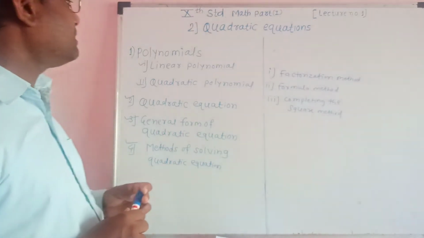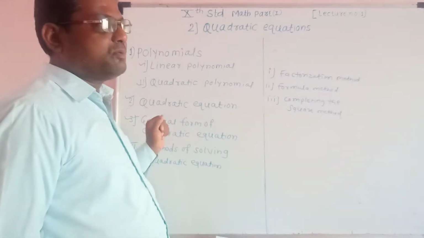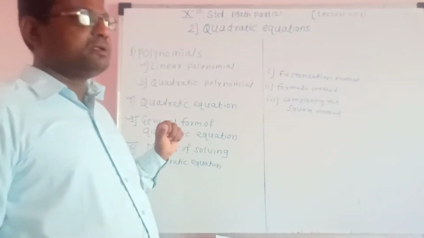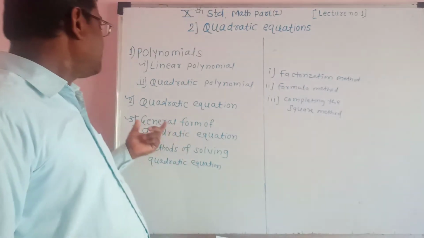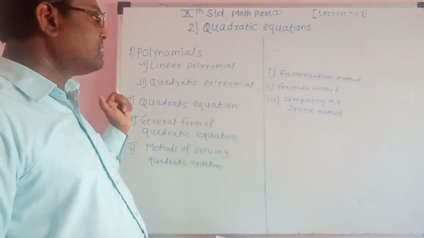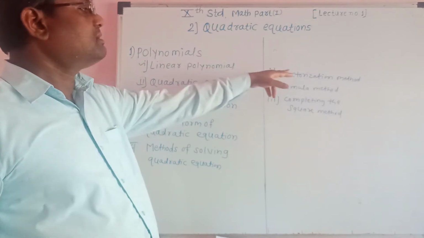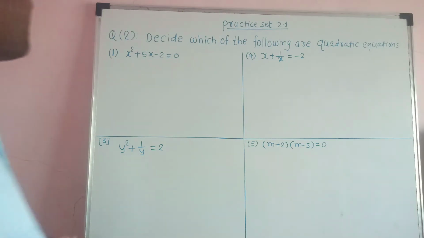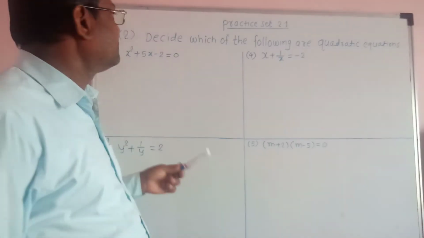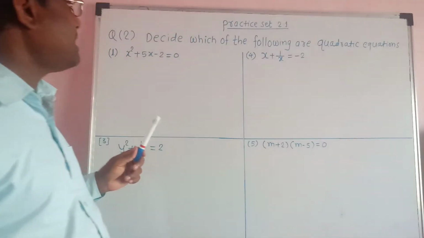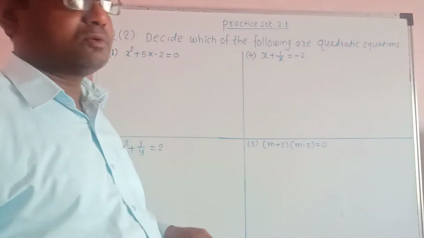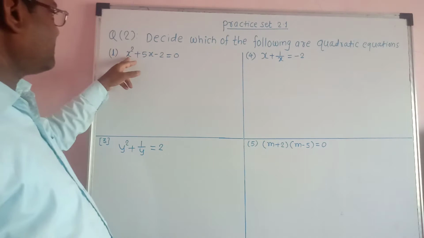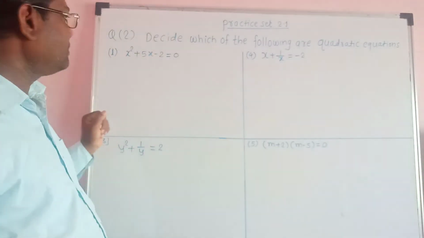Today we are going to learn what is meant by quadratic equations, that is, to identify the quadratic equation, to convert a given equation into its general form of quadratic equation, and to solve the equation by factorization method. Practice set 2.1, question number 2. Decide which of the following are quadratic equations. Example number 1 is x square plus 5x minus 2 is equal to 0.